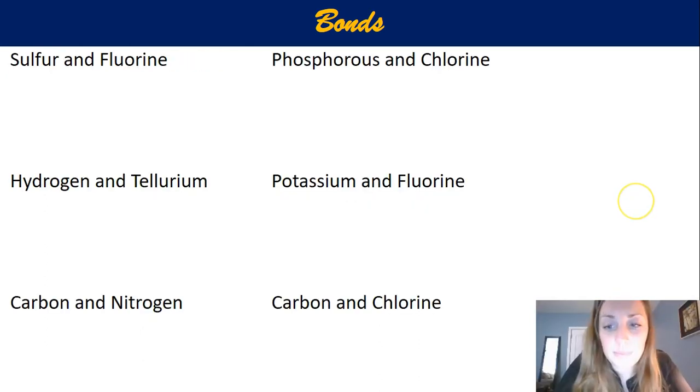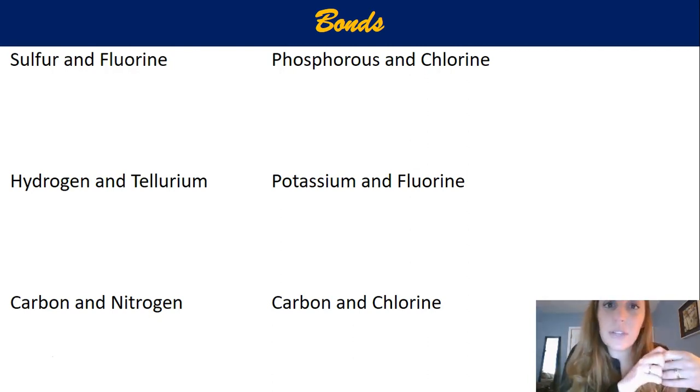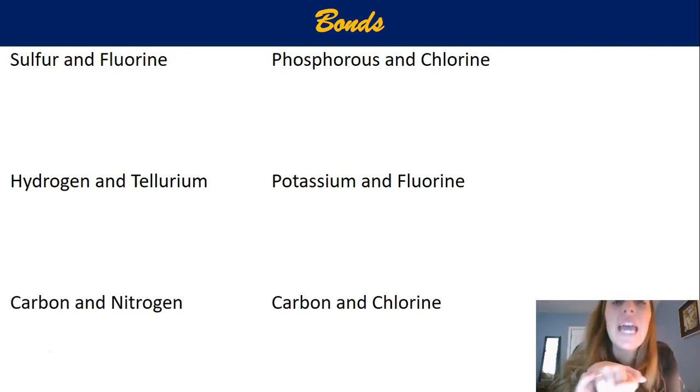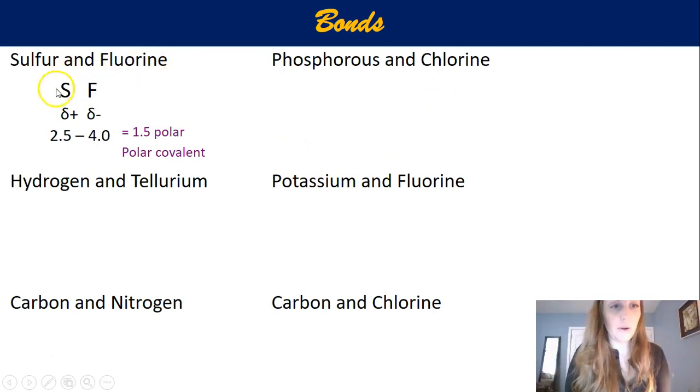Okay, so here's a bunch of elements, and I want you to figure out what type of bond they have. Remember, you have to do the difference of electronegativity, and that will determine the bond type. And then also, if it's a polar covalent bond, you need to label the partial positive, partial negatives. If it's fully ionic, label the full positive, full negative. So let's do sulfur and fluorine together. So this is what I'm looking for.